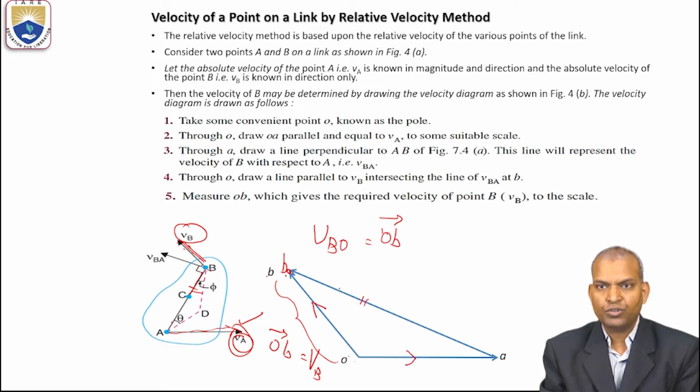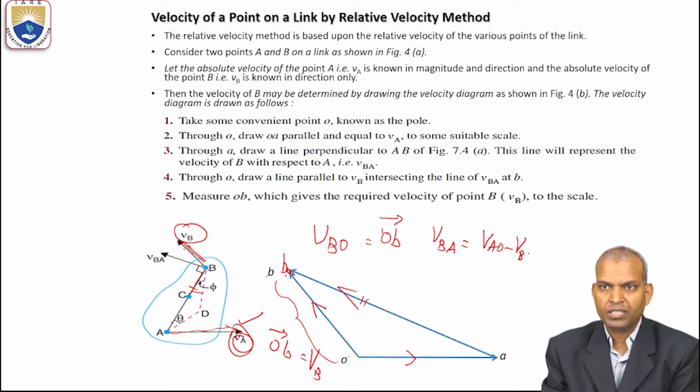What is the direction of A to B? That is here. That is velocity of B with respect to A, equal to velocity of A with respect to O minus velocity of B with respect to O. Now, VAO, that is the meaning.